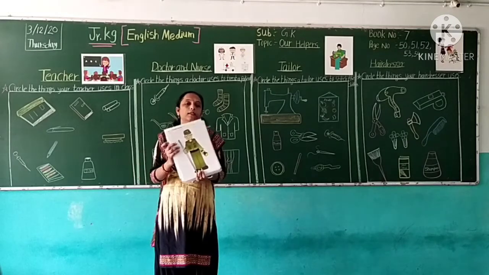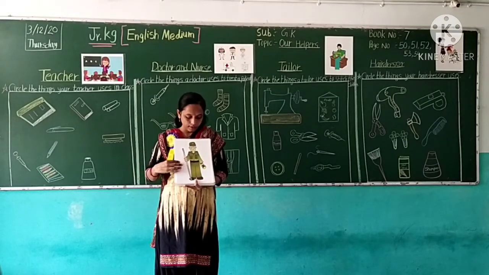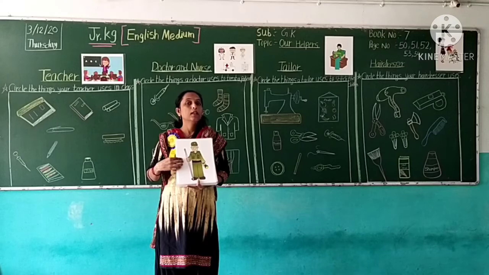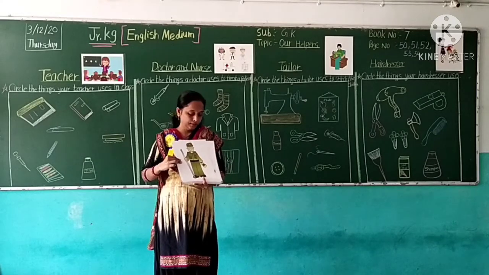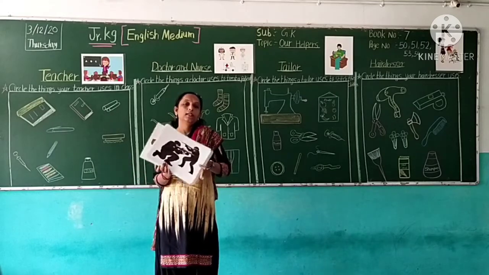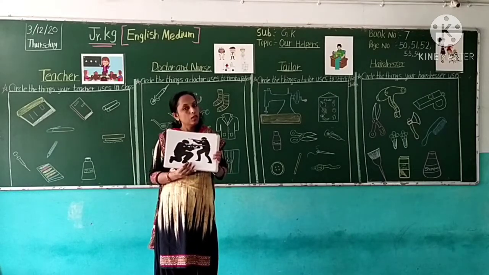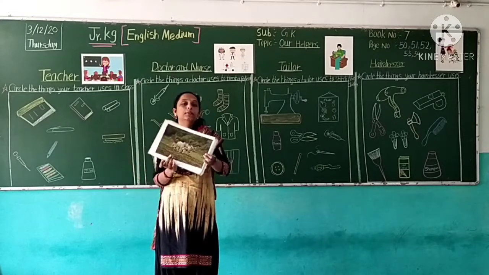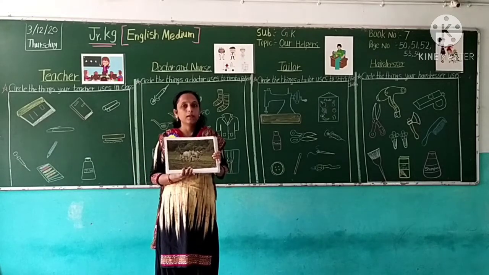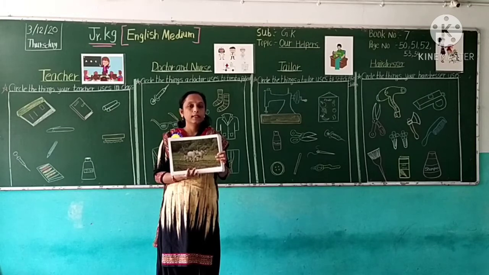Now next, which picture is this? Which helper is this? Tell me. Yes, watchman. Now next, which picture is this? Soldier. Now next, which picture is this? Farmer.